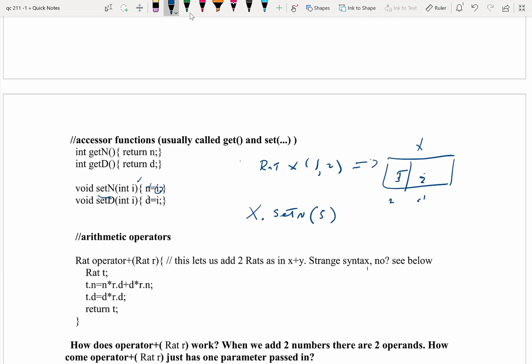And we saw the same thing with the getters. We covered that last time in the previous video. So this is where we're up to right now, and we want to be able to let our rats do arithmetic, and so let's see how we do that.